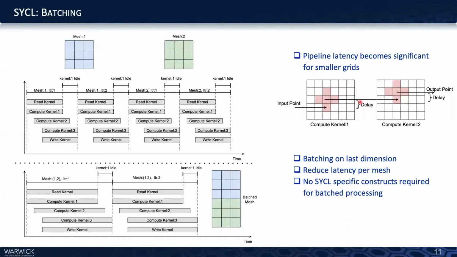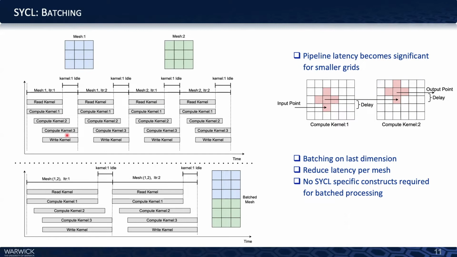Let's look at optimization for smaller meshes. This diagram shows the latency between pipe input and pipe output, as a certain number of mesh elements need to be buffered to get the first output. The delay will get added up when unrolling the iterative loop, leading to significant latency for meshes with smaller heights.